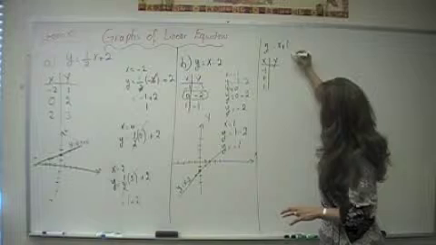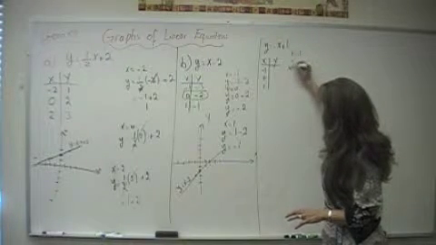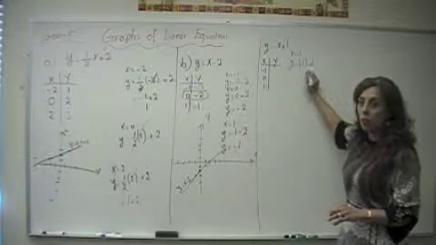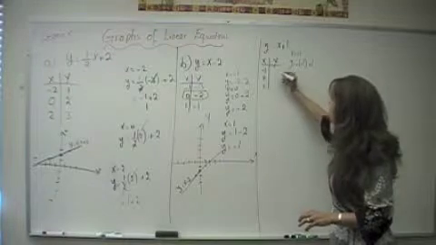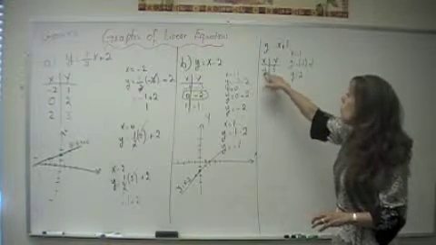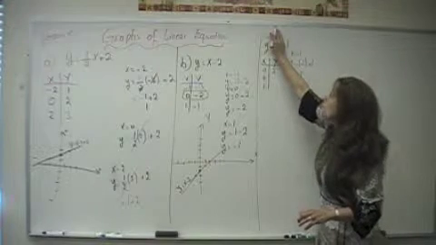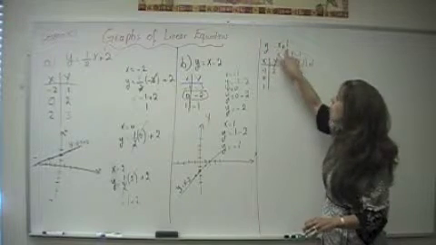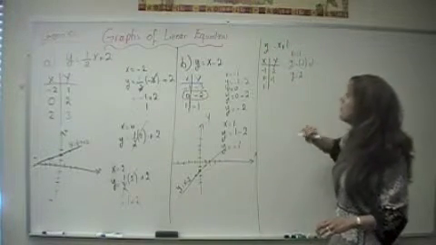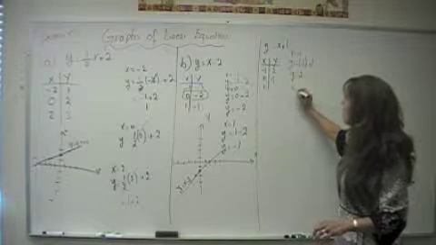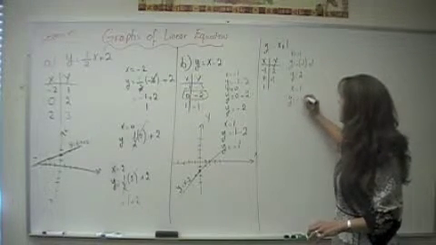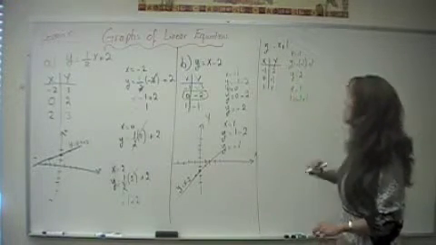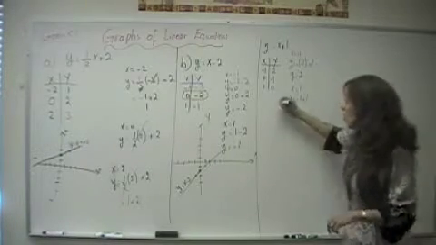When x is -1, your y will be -(-1) plus 1. Negative times negative is +1, plus 1, y is 2. When x is 0, that means this term is gone. When x is gone, y is +1. The last one, when x equals 1, y equals -1 plus 1, which is 0.